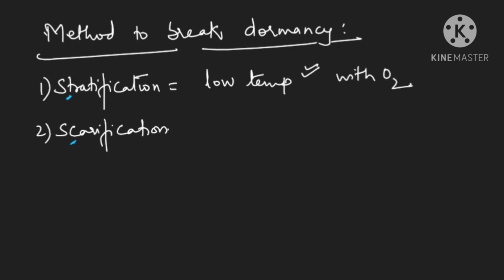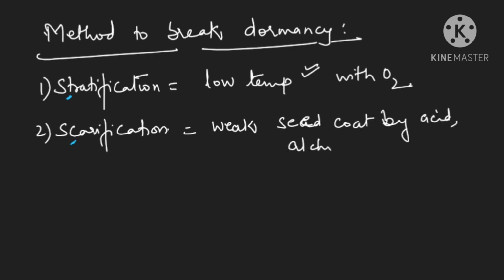And scarification means we have to weaken the seed coat. Make the seed coat weak by application of certain acids or alcohol, anything, by acid or alcohol. Is it clear? Or you do one thing, you give them the specific light requirement, what they want, light exposure.